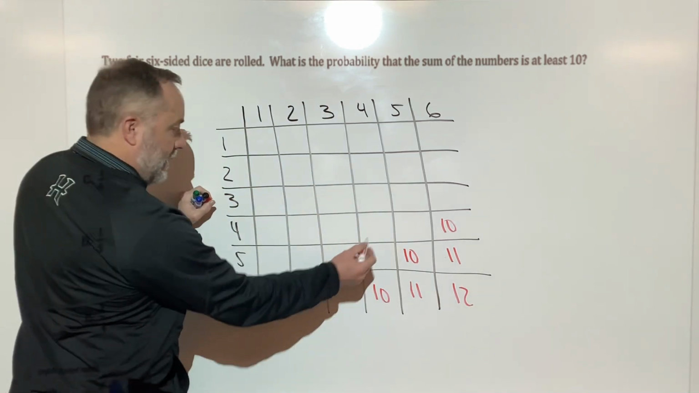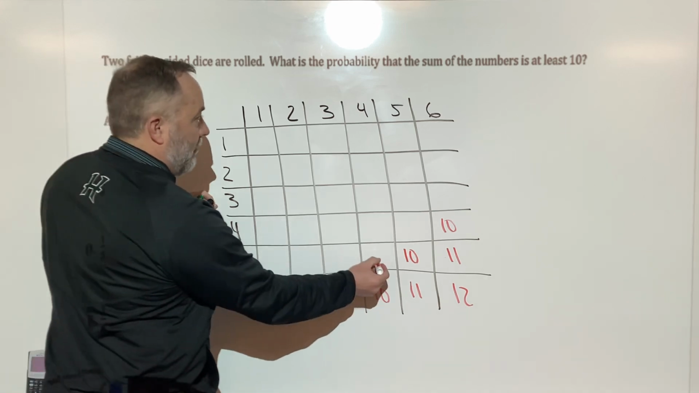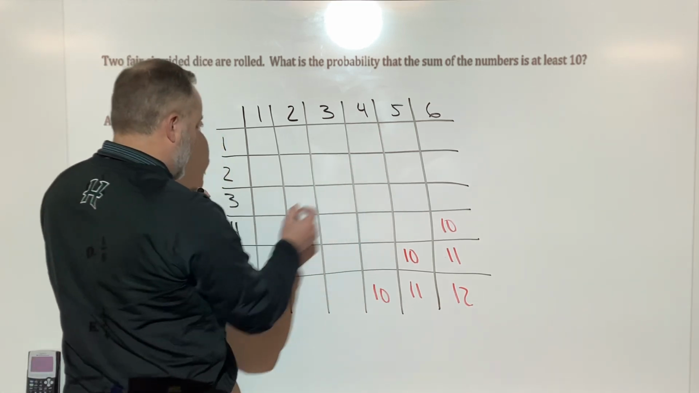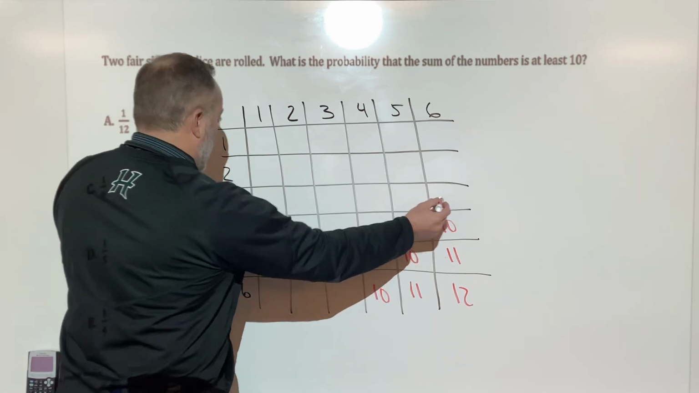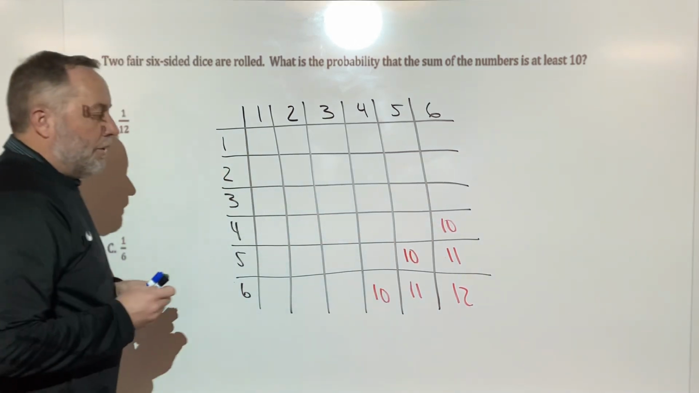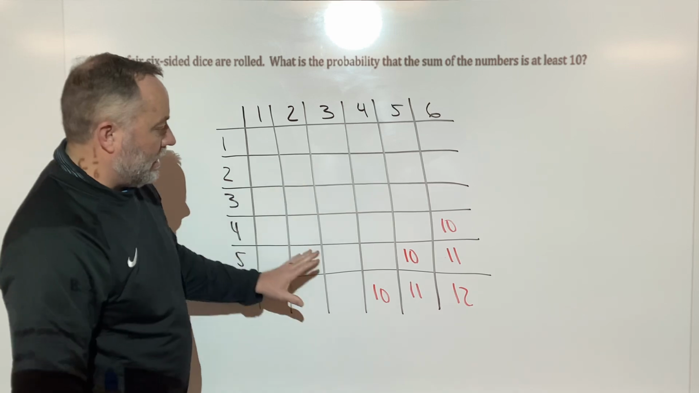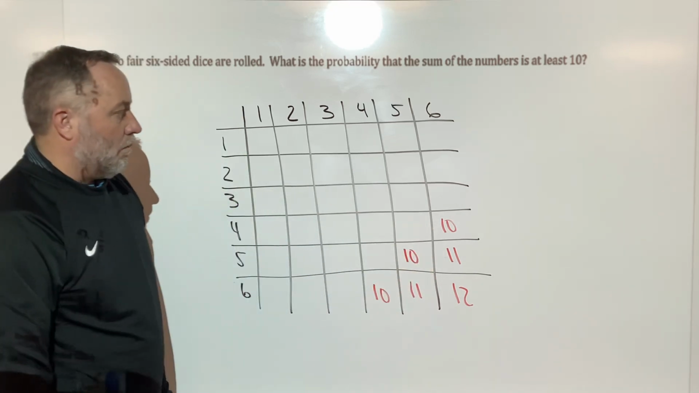Let's just check on the edges here, make sure we didn't miss anything. 5 plus 4 is 9. That doesn't work. 4 plus 5 is 9. And 6 plus 3 is 9. So those are all of the possibilities that would be 10 or more.